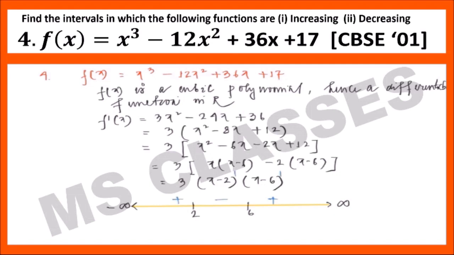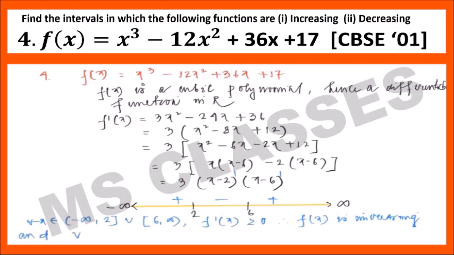Now we need increasing and decreasing. So what we can say here, for all x belongs to (minus infinity, 2] union [6, infinity), f'(x) is greater than or equal to 0. Therefore, f(x) is increasing in this interval. Again, for all x belongs to [2, 6], f'(x) is less than or equal to 0. Therefore, f(x) is decreasing in this interval.